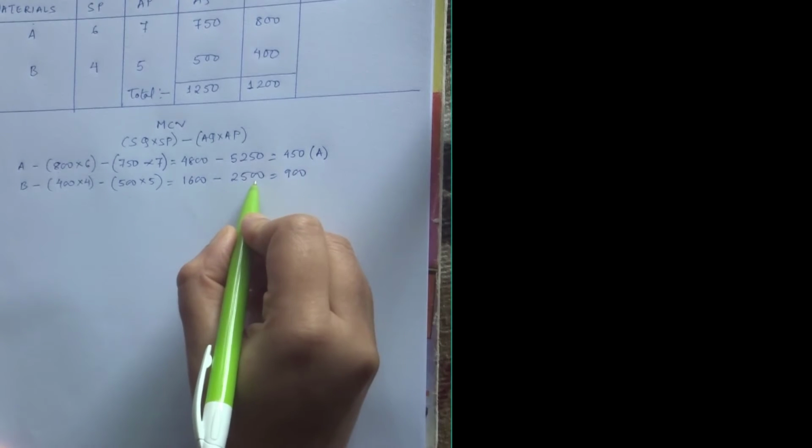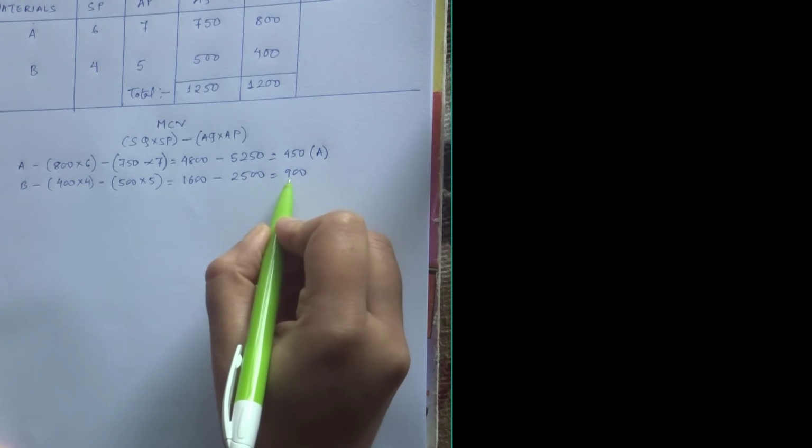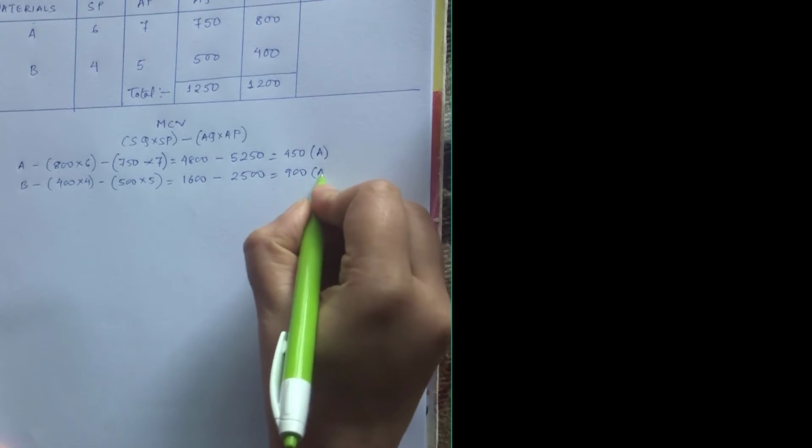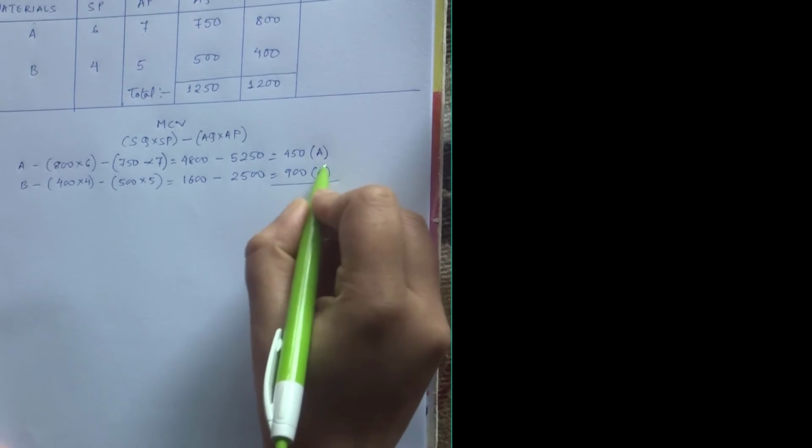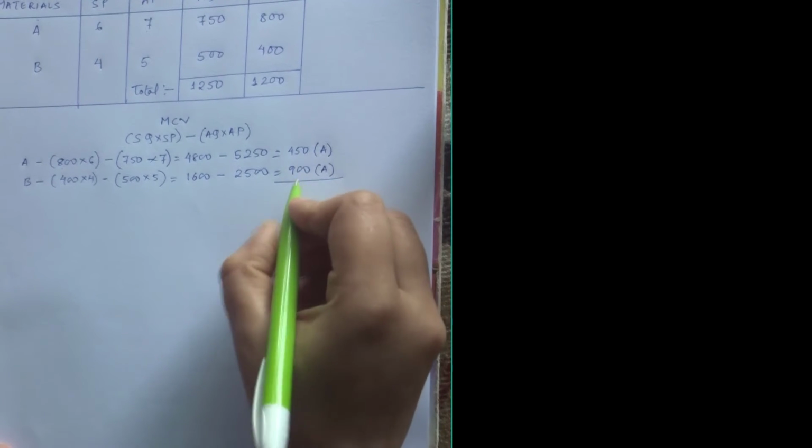And here also for B, you were supposed to spend how much? 1,600 rupees, but you spent 2,500 rupees. So 900 rupees extra you spent. That means it is also a loss. If it is a loss, then you have to write it adverse. That is for A and B. Now after writing this, you just total it.